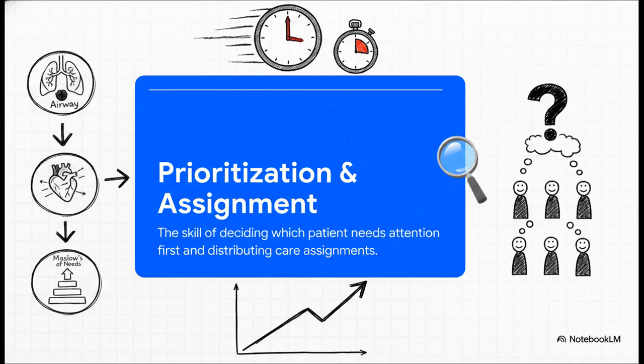To get these right, you need to rely on your frameworks, like the ABCs, airway, breathing, circulation, and Maslow's hierarchy. The person struggling to breathe always comes before the person asking for a blanket. The test is going to force you to decide, what is the single biggest threat to life right now?